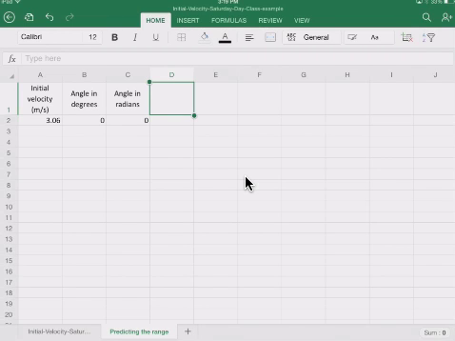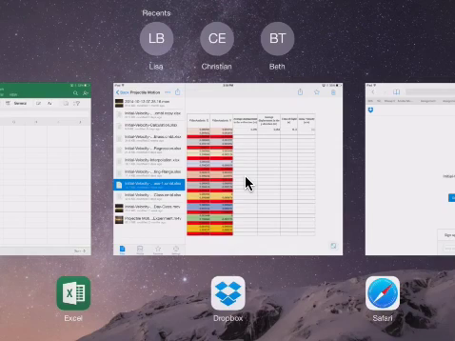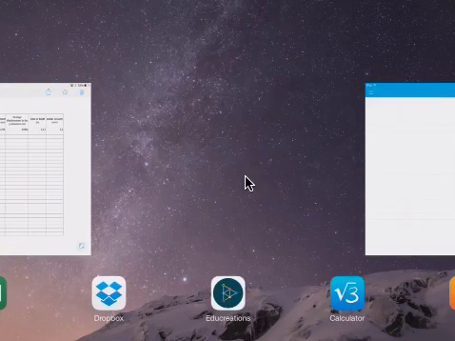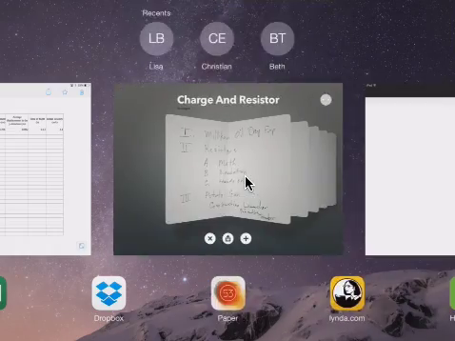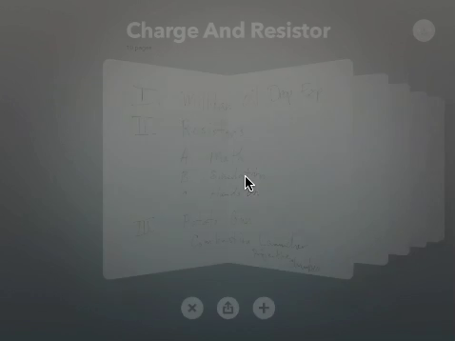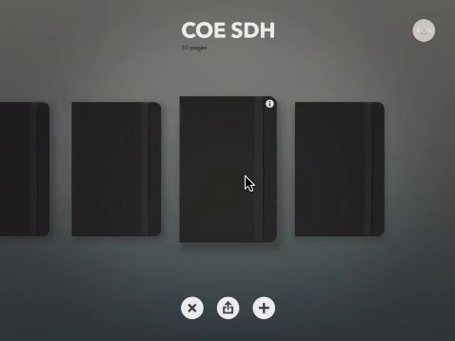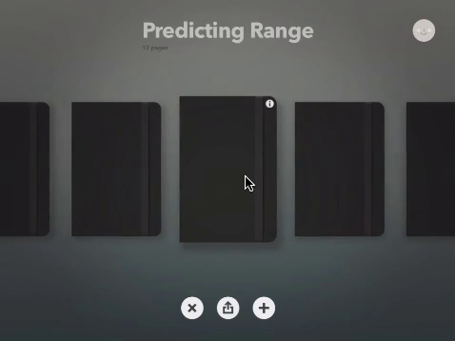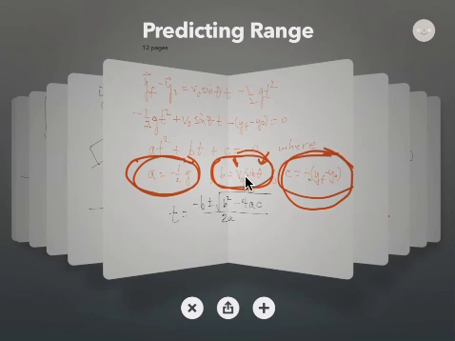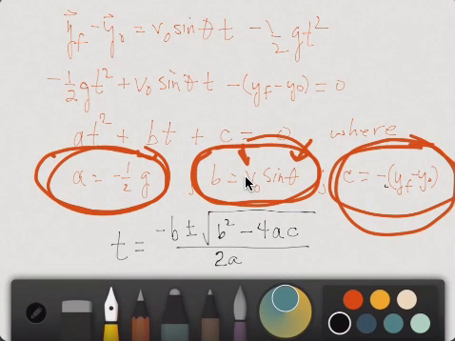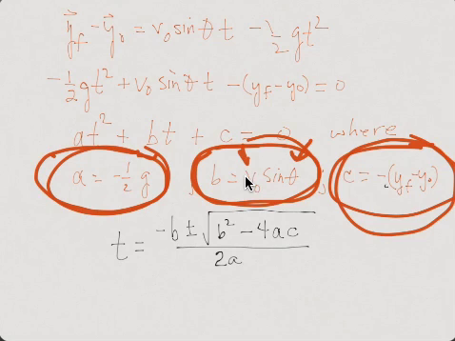So the time of flight is going to come from a quadratic equation, and let me see if I can pull that quadratic equation in for you. All right, so let me go ahead and close this. And that was a Saturday day class. Predicting the range is here. So this was our equation, right here. And we are going to use this time solution. We have a negative b plus or minus the square root of that quantity divided by what you see here.